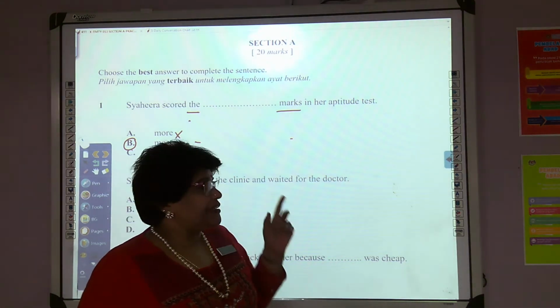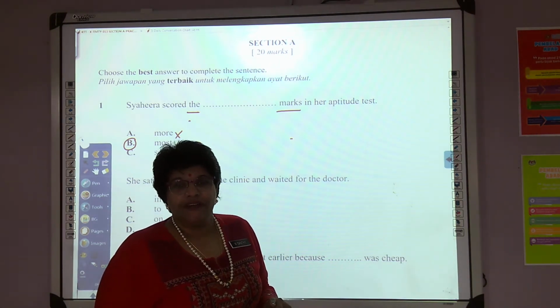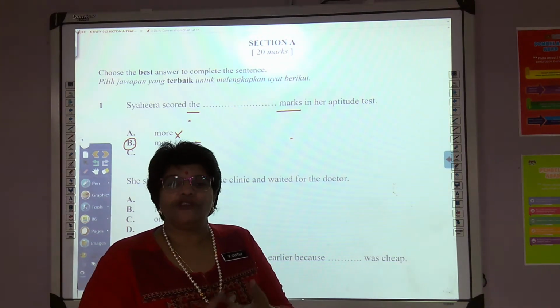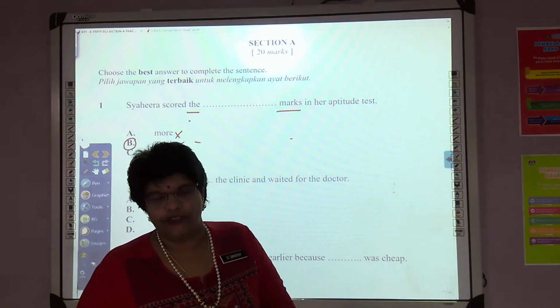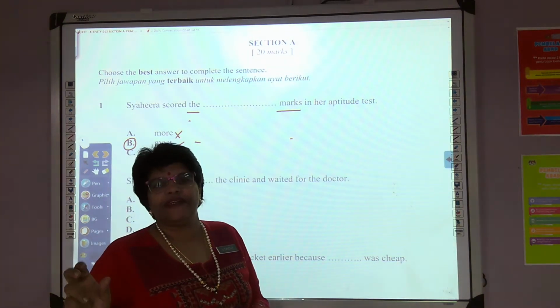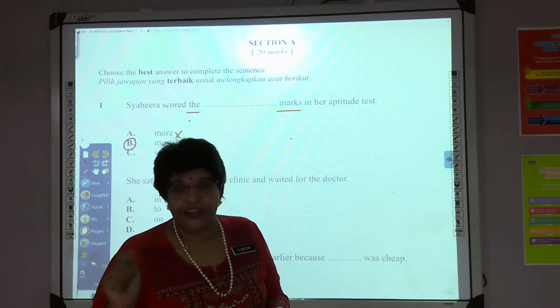Do you know that the pemahaman paper is given 1 hour 15 minutes? Some of you can finish it in 20 minutes because you do not use the proper technique. When you use the proper technique, the time given is just nice. And you can score and you can save your marks.